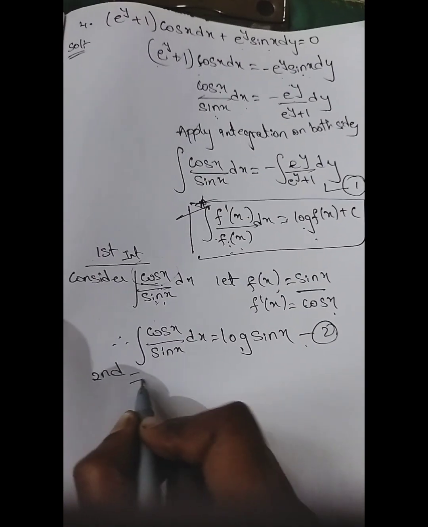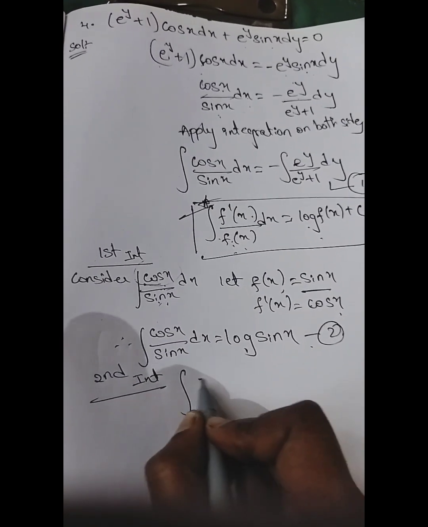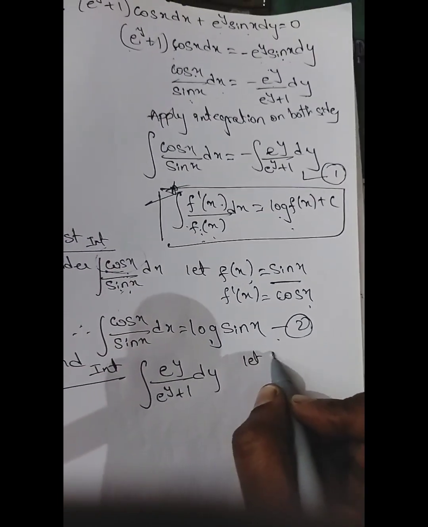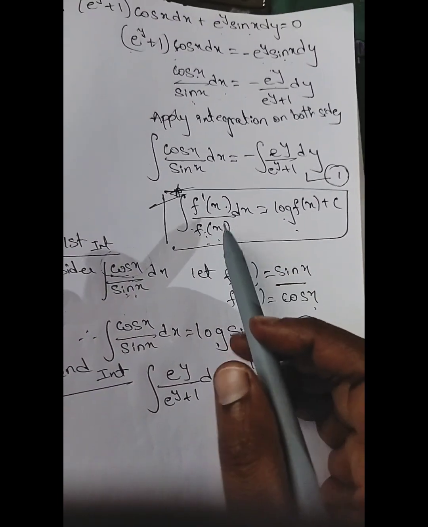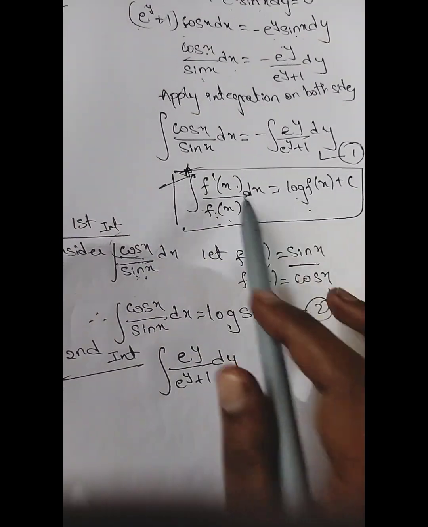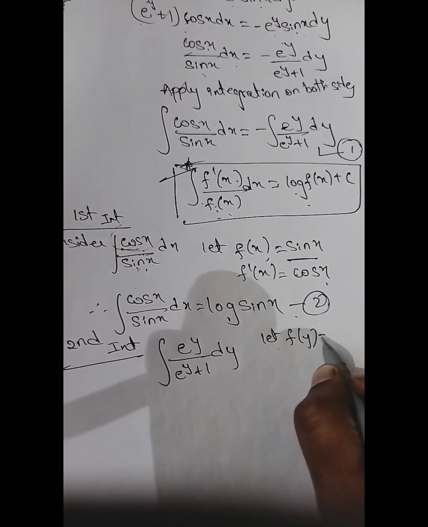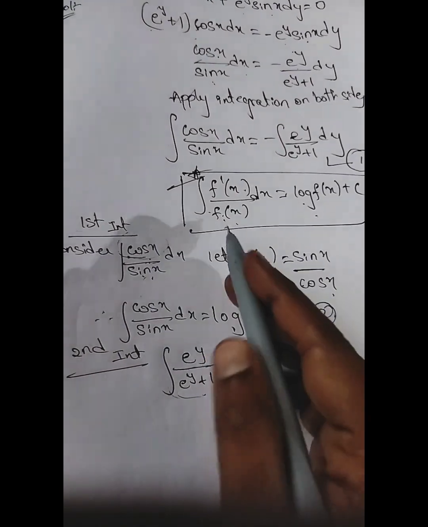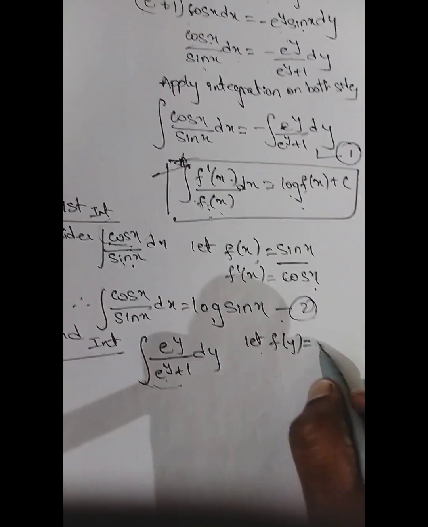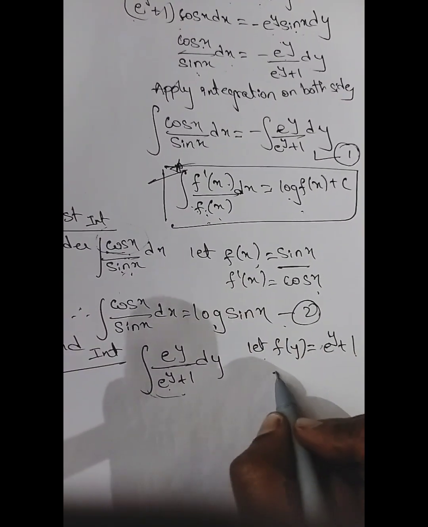And the second integral, we'll see. Our second integral is integral e power y by e power y plus 1 dy. So now let us assume, let f of y. You can apply this formula whether it is in terms of x, y, z, the formula is the same, only the variables will be changing. Let f of y equal to, I am considering this denominator, because here f of x is our denominator term, e power y plus 1. Now what is the derivative of this?